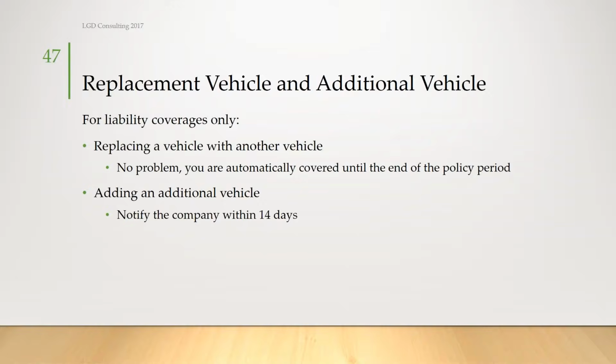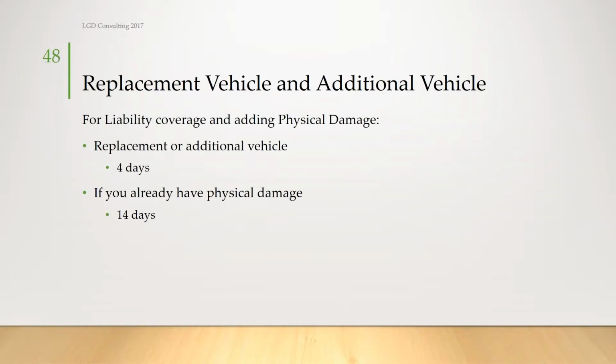But if you have one car for liability coverage and then you add another car for liability coverage only, now you have to tell us, because instead of one exposure of one car, you have two cars. That's two exposures. And if the risk changes, we, the insurance company, need to understand that and be notified. Okay. So that's for liability only.